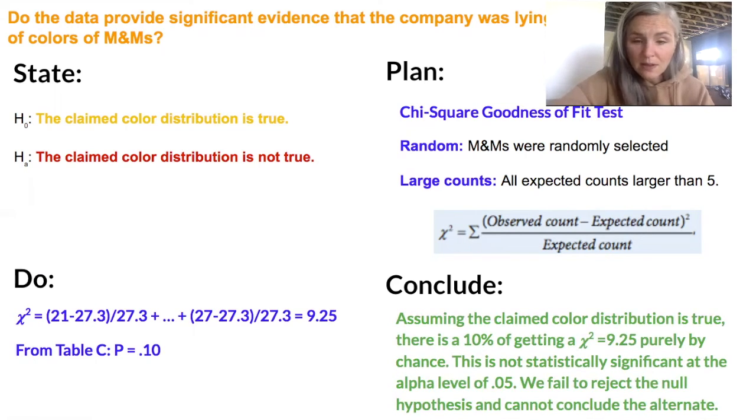And then to conclude, we say, assuming the claimed color distribution is true, so assuming the null hypothesis, there's a 10% chance of getting a chi-square of 9.25 purely by chance. And this is not statistically significant at the alpha level of 0.05. So we fail to reject the null hypothesis and cannot conclude the alternate, meaning M&Ms, they told us the truth. They were truth tellers this time.